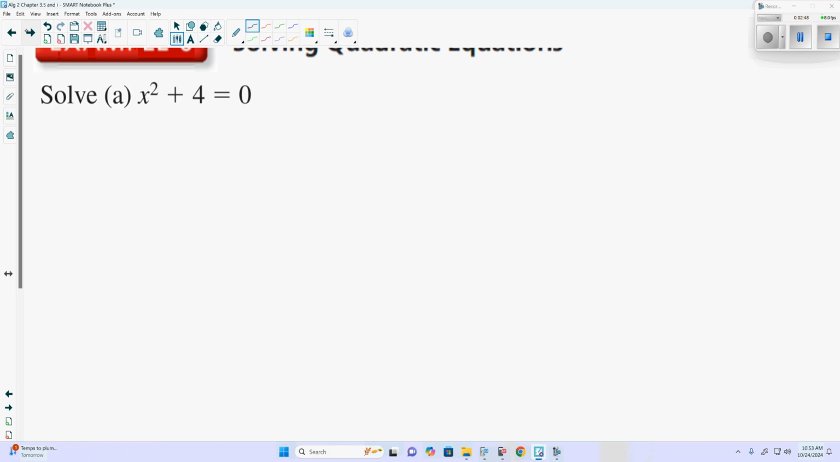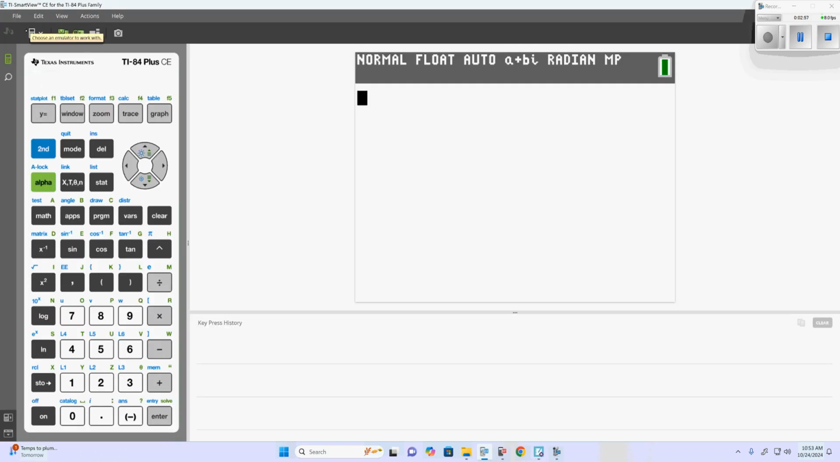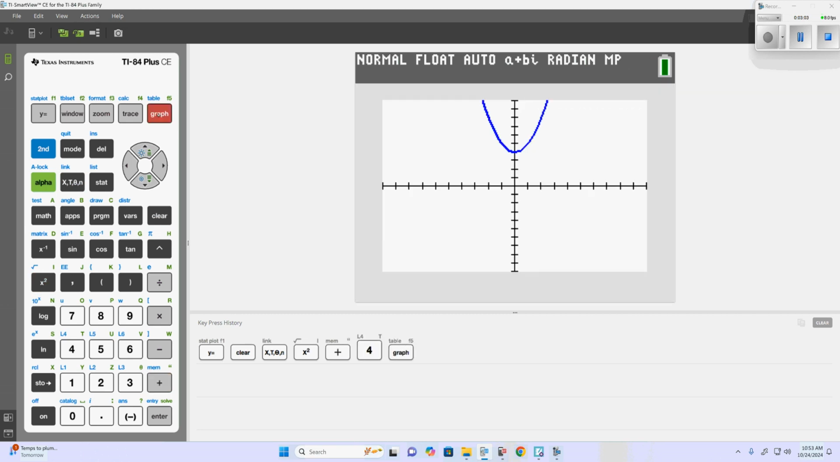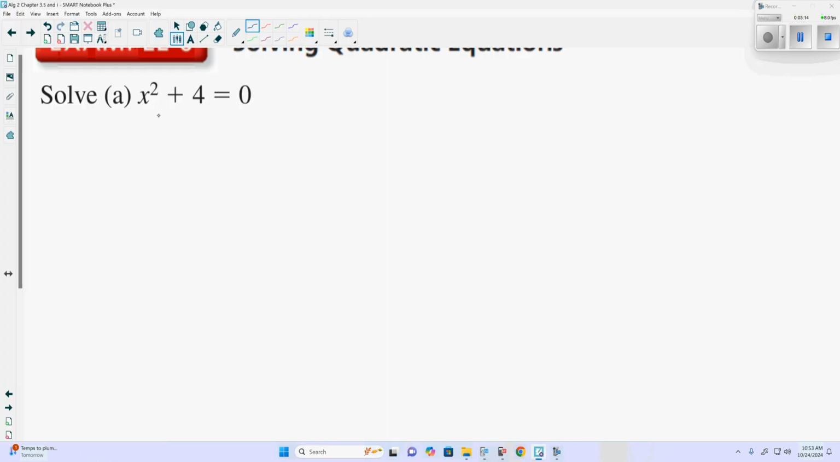All right, so when we look at this first one here, we want to solve x squared plus 4 equals 0. Now, one of the methods we had for solving was graphing x squared plus 4. We put it in the graphing calculator, we graph it, we see that it does not cross the x-axis, which does tell us by graphing we have no real solutions. And if it doesn't have real solutions, it means we cannot factor it. So these are not factorable.